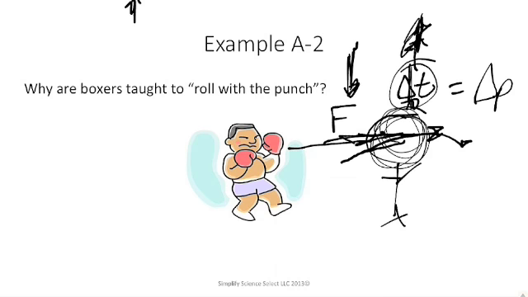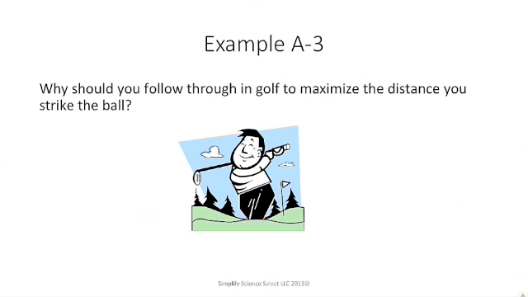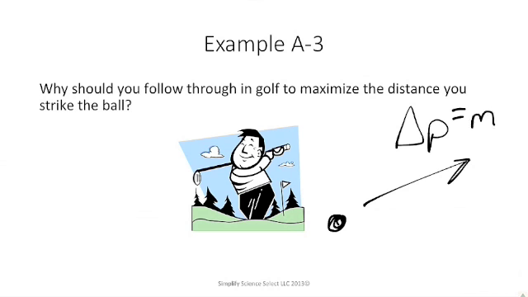And this example says, why should you follow through in golf to maximize your distance when striking the ball? Well, this is exactly like we had with the baseball. So there's no set change in velocity. What I really want to do is change the momentum of this golf ball a lot. I want to get it to go this way. So I really, really want to change the momentum. Now, the mass of the golf ball is set. You can't change that, but you can change the velocity. So what we really want to do is change the velocity. Well, how do we do that?